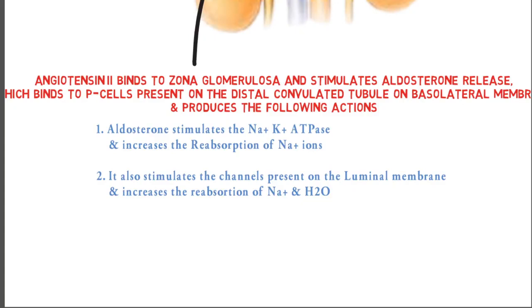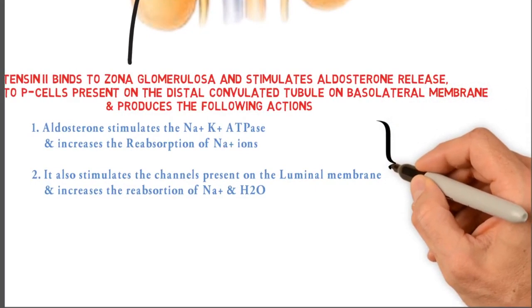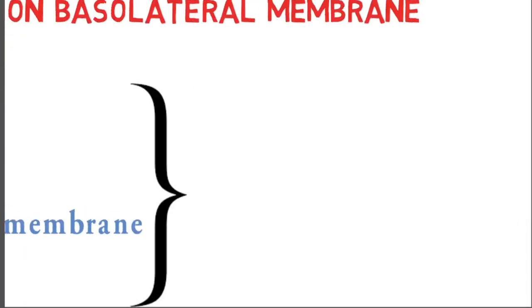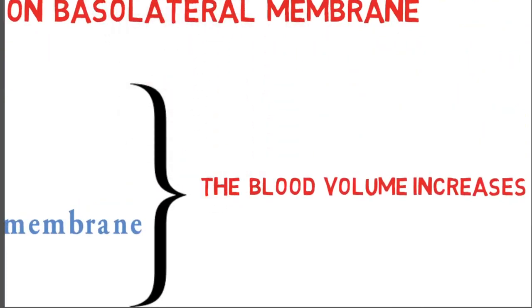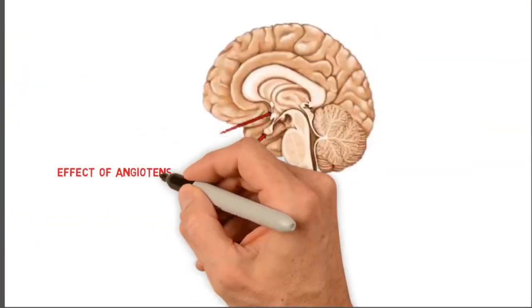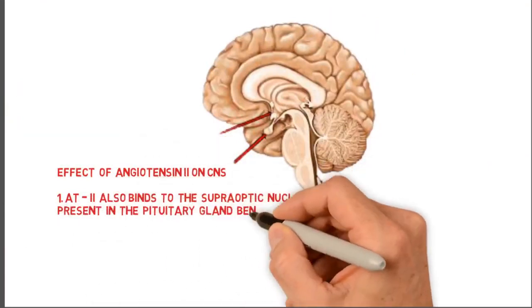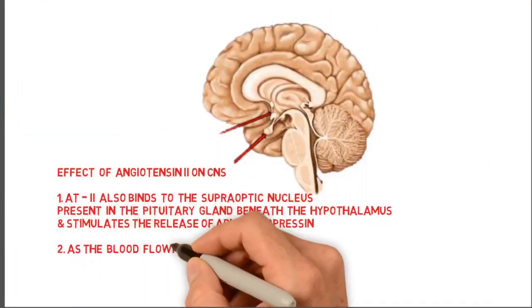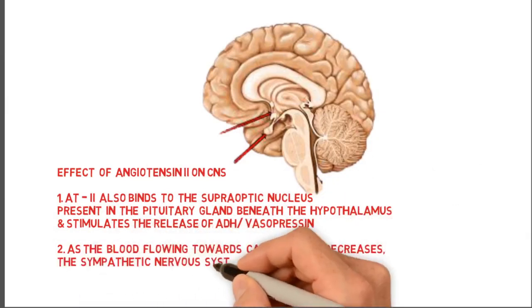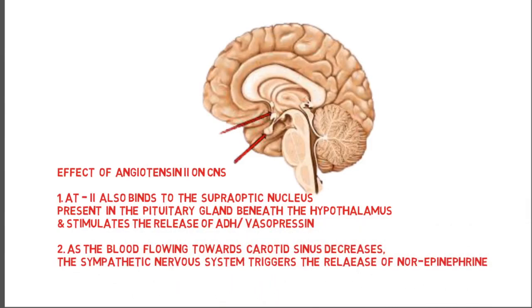So as I said before, it causes an elevation in the blood volume. Now moving on to the third type of receptors, which are situated centrally. So already we have discussed these points, but still I'll refresh once again. Angiotensin 2 has its receptors on the pituitary gland. To be more precise, they are situated on the supraoptic.